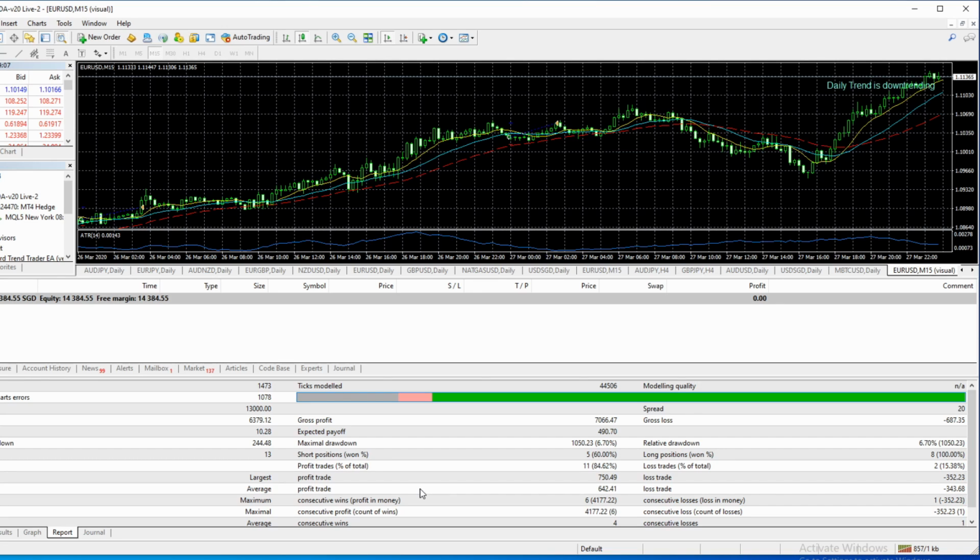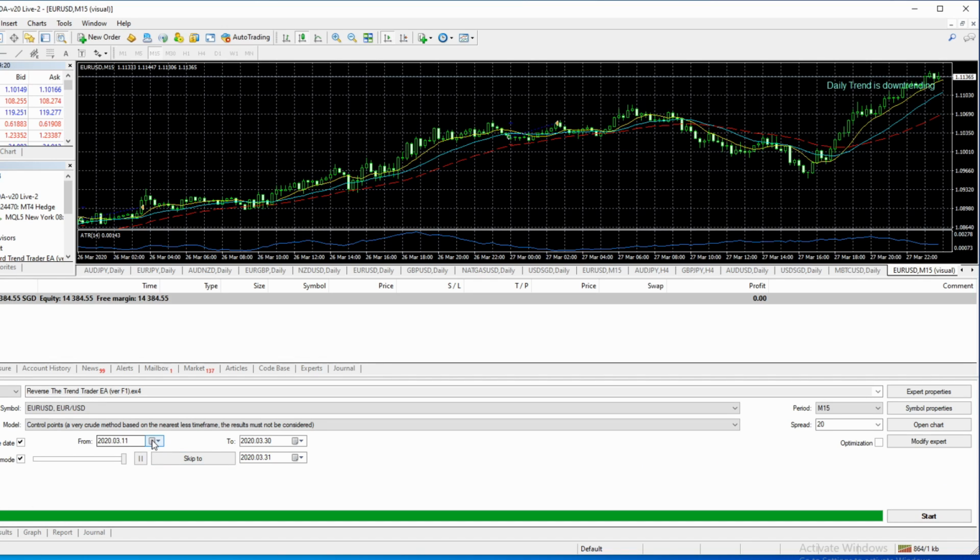So this robot, based on backtest, sounds pretty good, right? Like made 6,300 in profit over the last how many days? 11 to 30th of March.